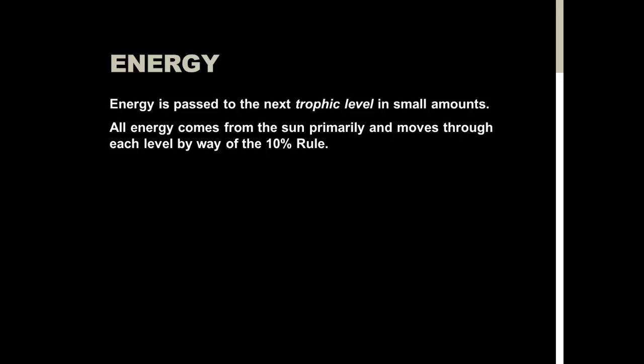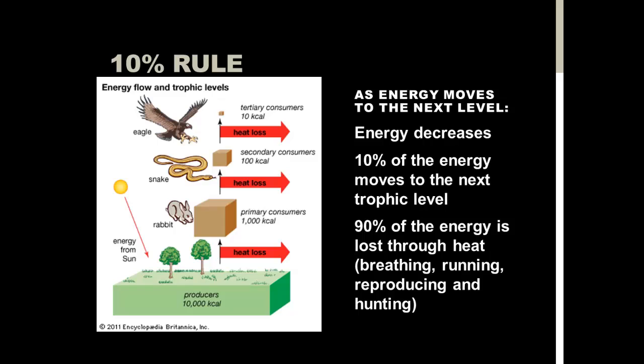Basically the idea is that all of our energy comes from the sun, and then it goes directly to the plants. But as that energy moves, meaning being eaten from one organism to the next level, there's energy that's actually lost. And this idea is called the 10% rule. 10% of the energy goes to the next trophic level. The rest of that energy, which is 90%, is actually lost through heat.